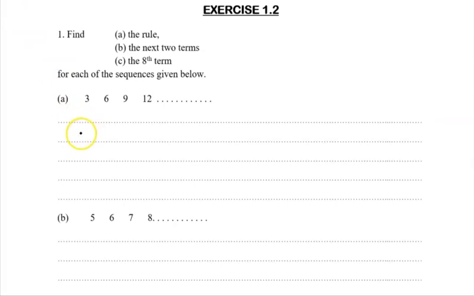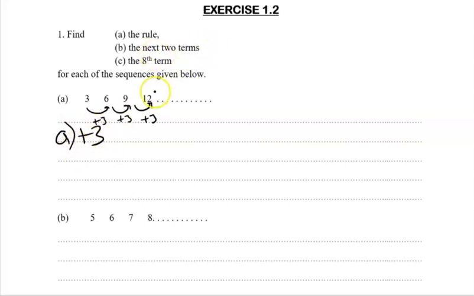So here we need to find the rule, the next 2 terms and the 8th term. Now here we're doing plus 3 to get from 3 to 6. Then we do plus 3 again, and plus 3 again. Now remember, when it asks for the rule, it doesn't mean the nth term, it means what we're doing to get the next number.